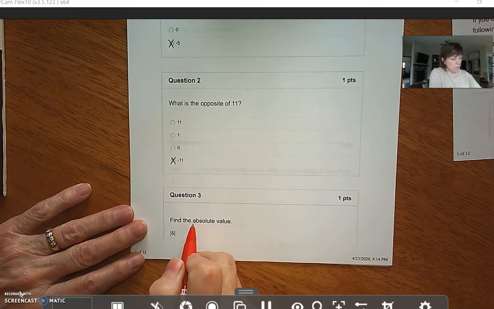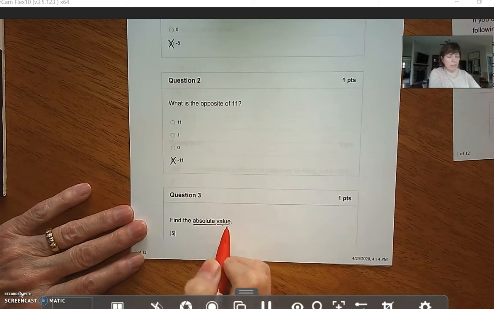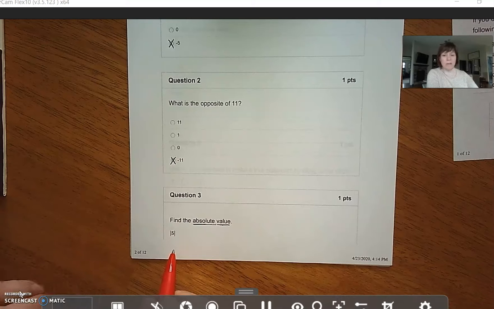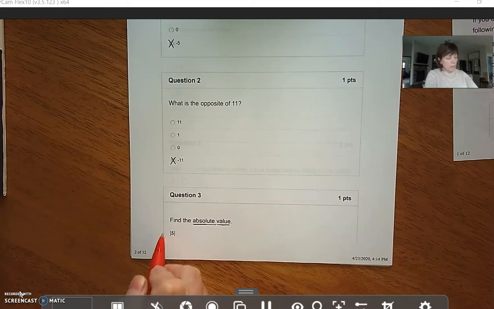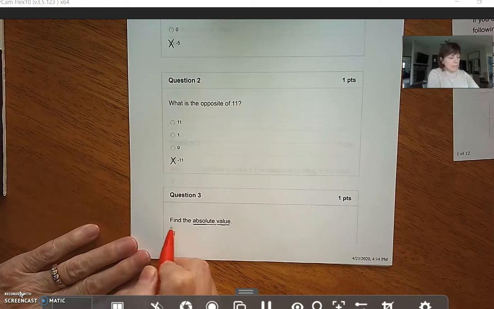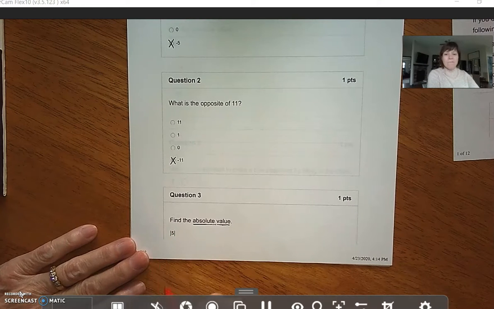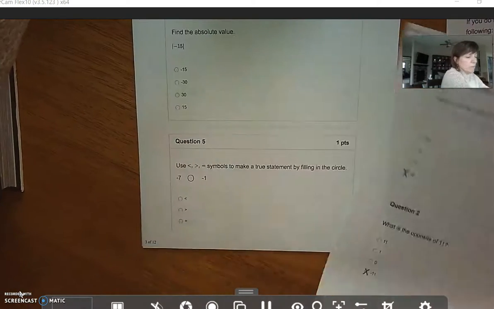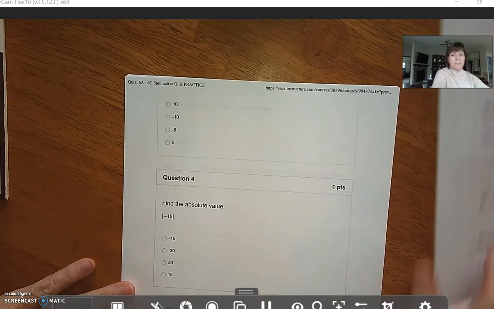kids often do is they mistake absolute value for opposite. And absolute value is not the same as opposite. Absolute value just means how many units away from 0 is the number. It's not positive or negative in that sense, except the answer is always positive. Anytime you're taking the absolute value of a number, it's the number in its positive form. So it's always positive. So the absolute value of 5 is going to be a positive 5.